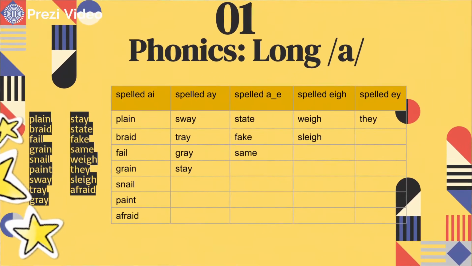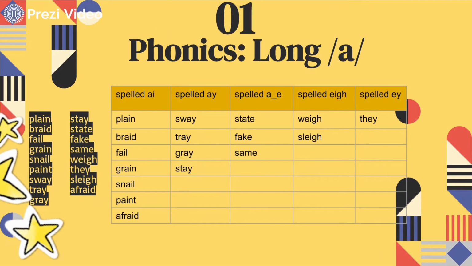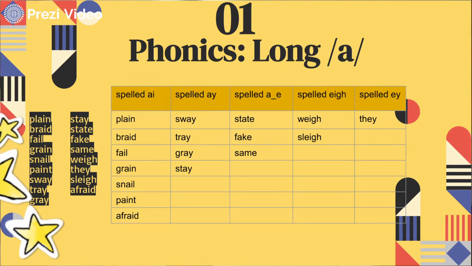And there's this form that is familiar to you, is when you have A, then consonant, then final E, as in state, fake, and same. Sometimes also the long A sound can be found when I have the letters EI or EIGH together, as in way and slay. And the last form we are going to learn is when we have E and Y, as in the word they, can be also obey. Okay, I'm giving you an extra word.